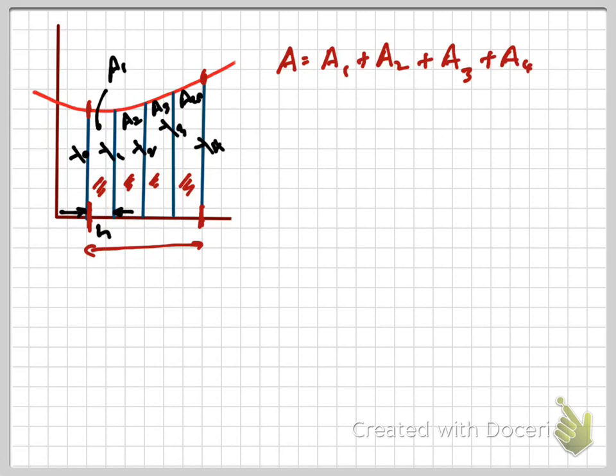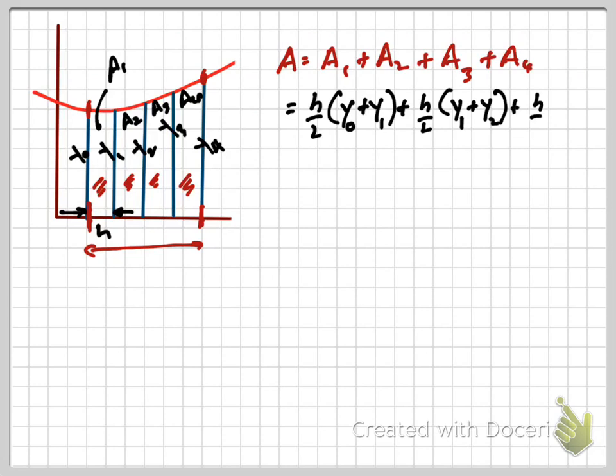If we add the areas together, we have A1, which will be h over 2 into y naught plus y1, plus h over 2 into y1 plus y2, plus h over 2 into y2 plus y3, plus h over 2 into yn minus 1 plus yn.